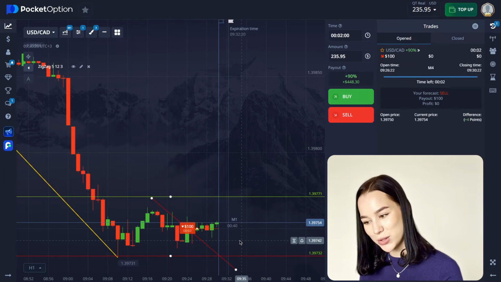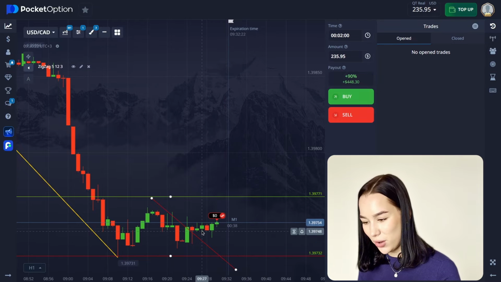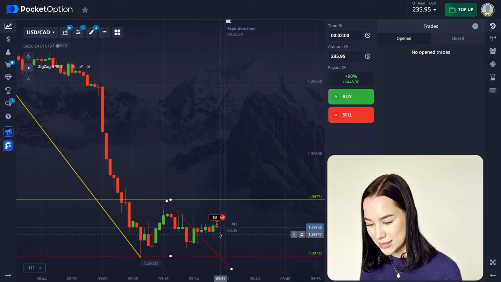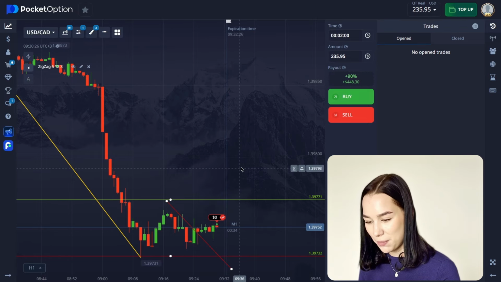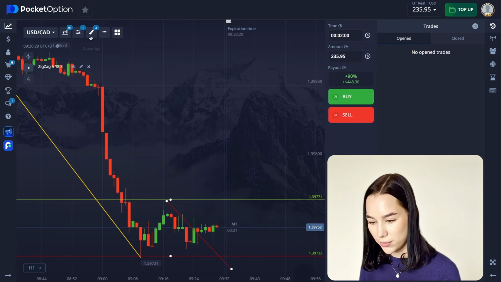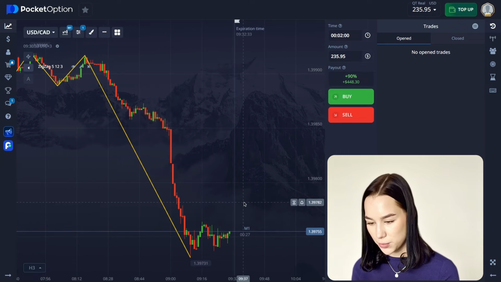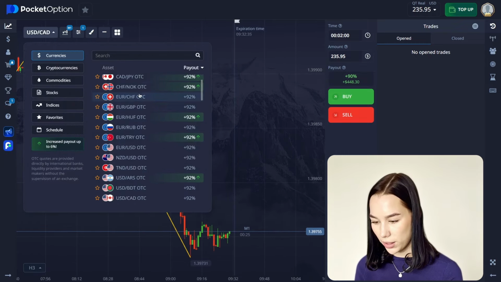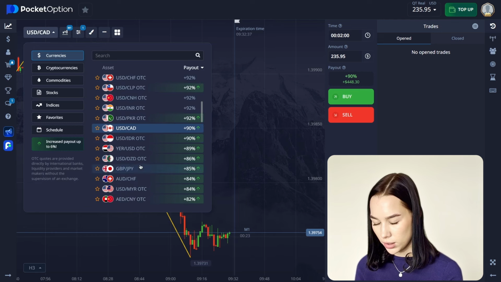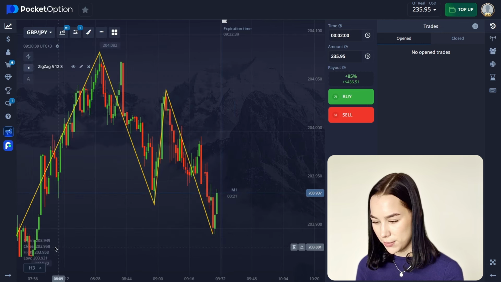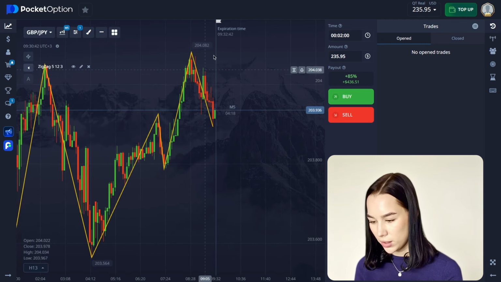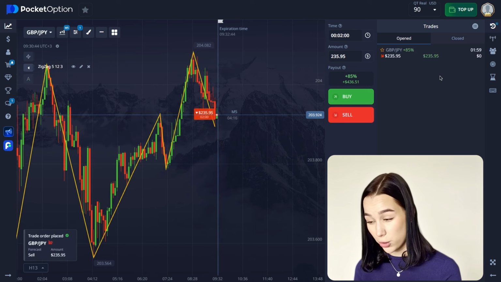So I think we're gonna go to the other chart, definitely. Okay, we didn't close this trade in the plus. That's fine. So let's delete all of the drawings here. And we're gonna find some other currency pair for opening a trade. For example, GBP/JPY. Okay, here's a pretty good one. So we're gonna open a sell trade.